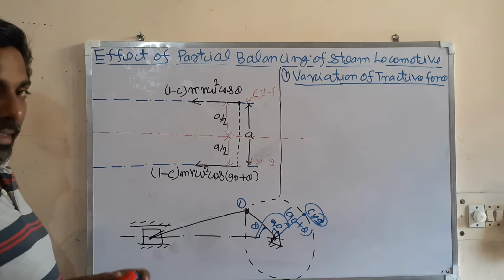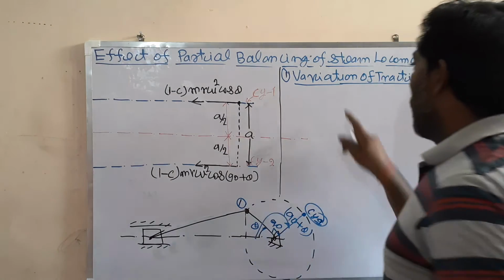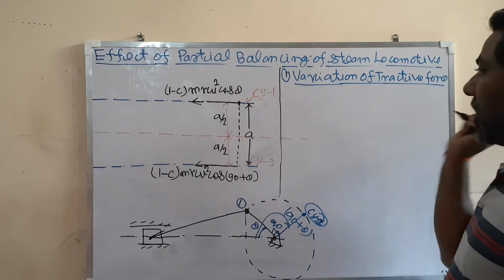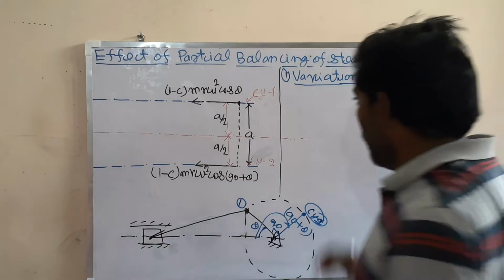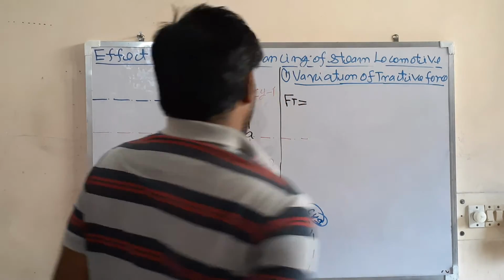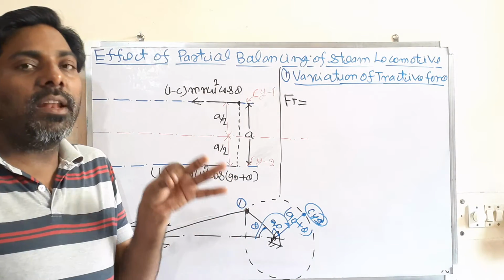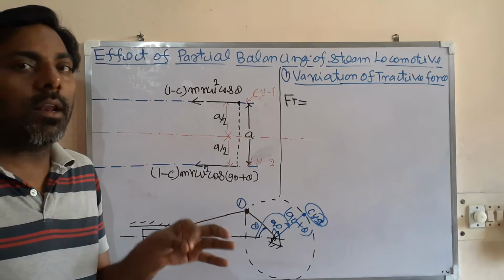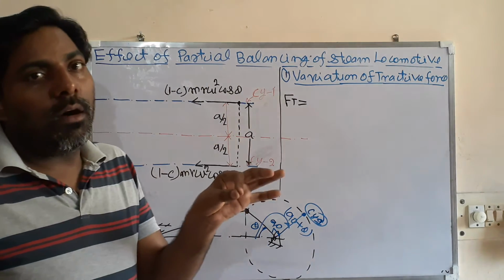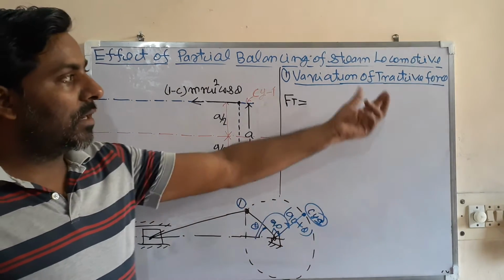There are three things which I am going to discuss. The first thing is the tractive force, that is the variation of tractive force, denoted by Ft. What is the tractive force? It is the net unbalanced force along the line of stroke for the locomotive engine.